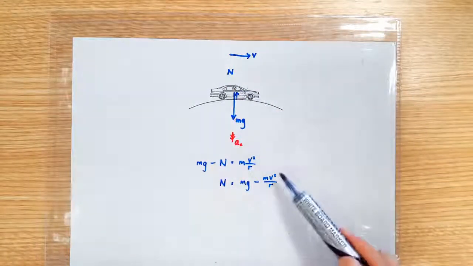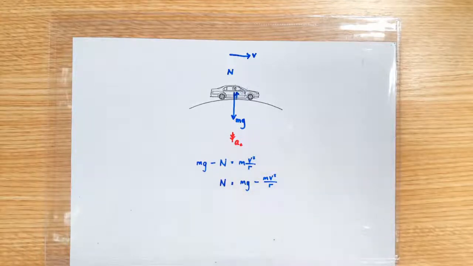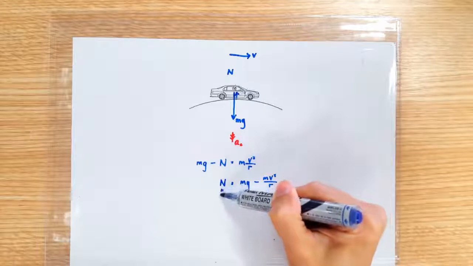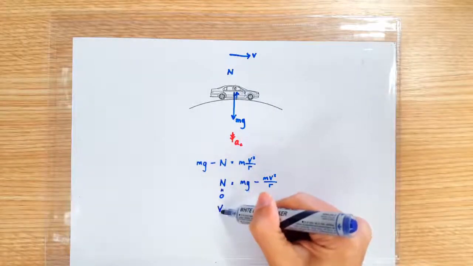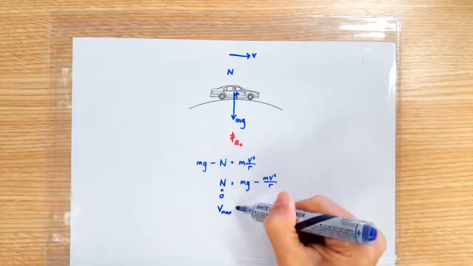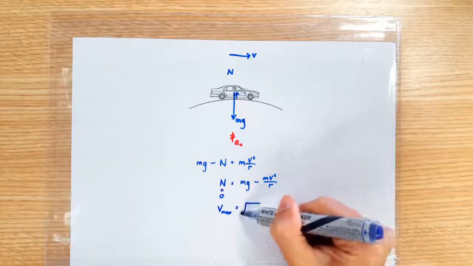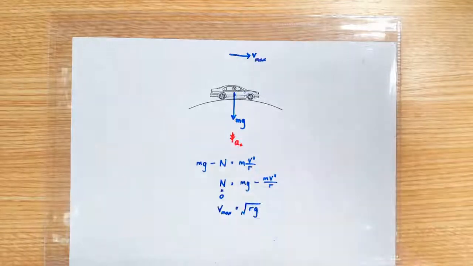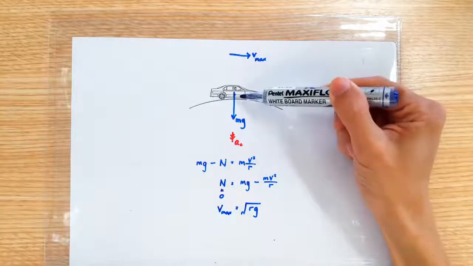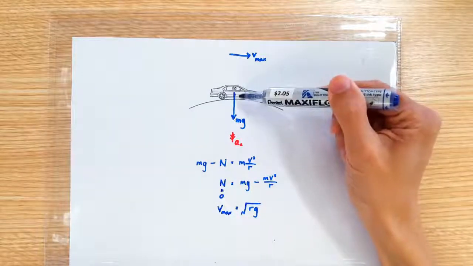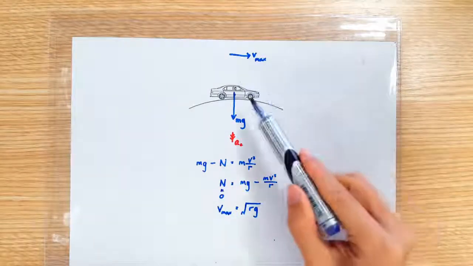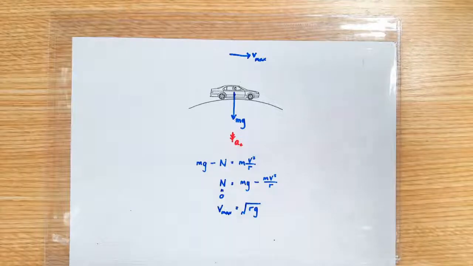There will come a time when the speed is so large that the normal contact force becomes 0. So writing the normal contact force to be 0, we can solve for the limiting speed when the car becomes airborne. So at this speed, the normal contact force has already dropped to 0. So this is the maximum downward net force that can be experienced by the car.